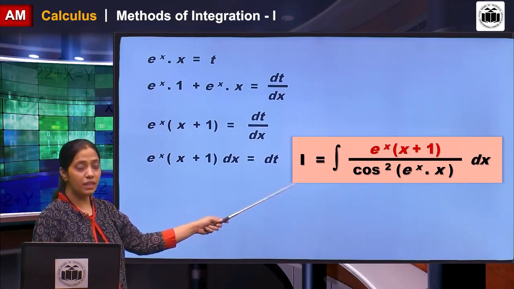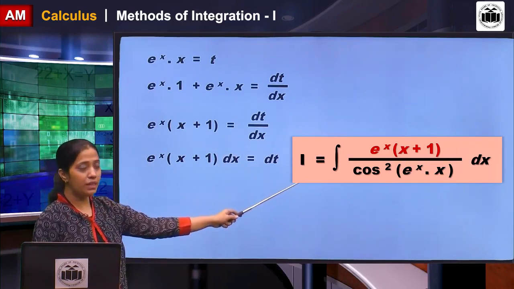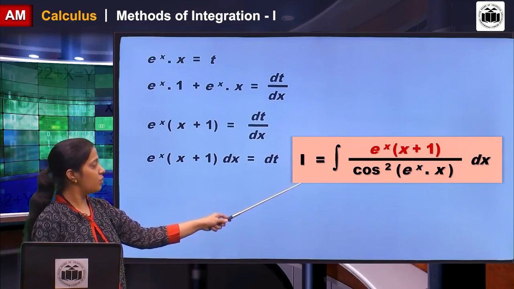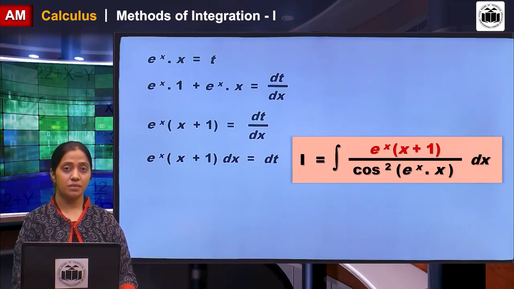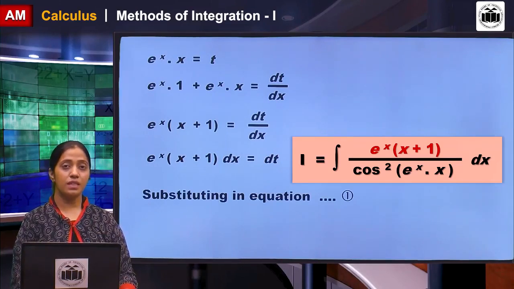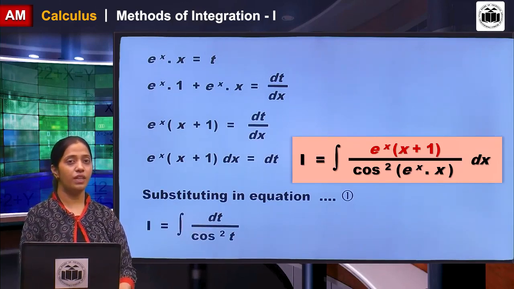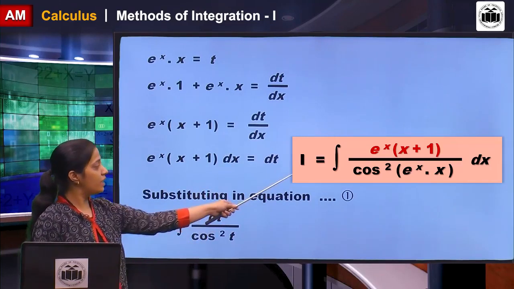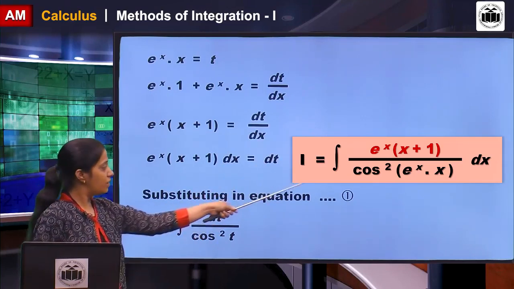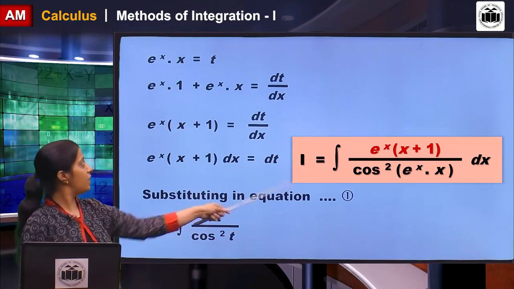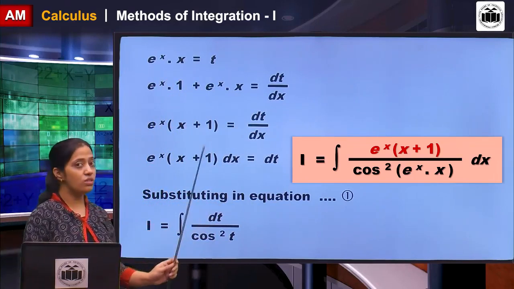So what will our integral be? I is equal to the integration of this full term, where our numerator is dt. So this is dt upon cos square in the bracket e raised to x into x. Now substitute this in that equation. So our integral reduces to integration of dt upon cos square t. Just compare these two. From the dt we get that value, and our denominator is now cos square. For e raised to x into x we have taken the substitution, that is t. So this is dt upon cos square t.